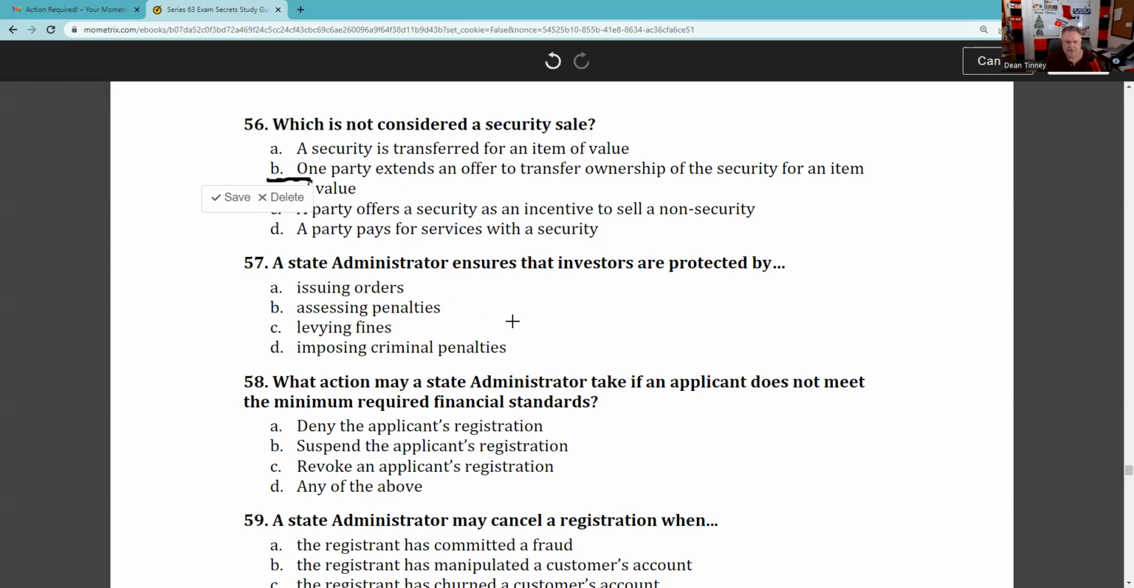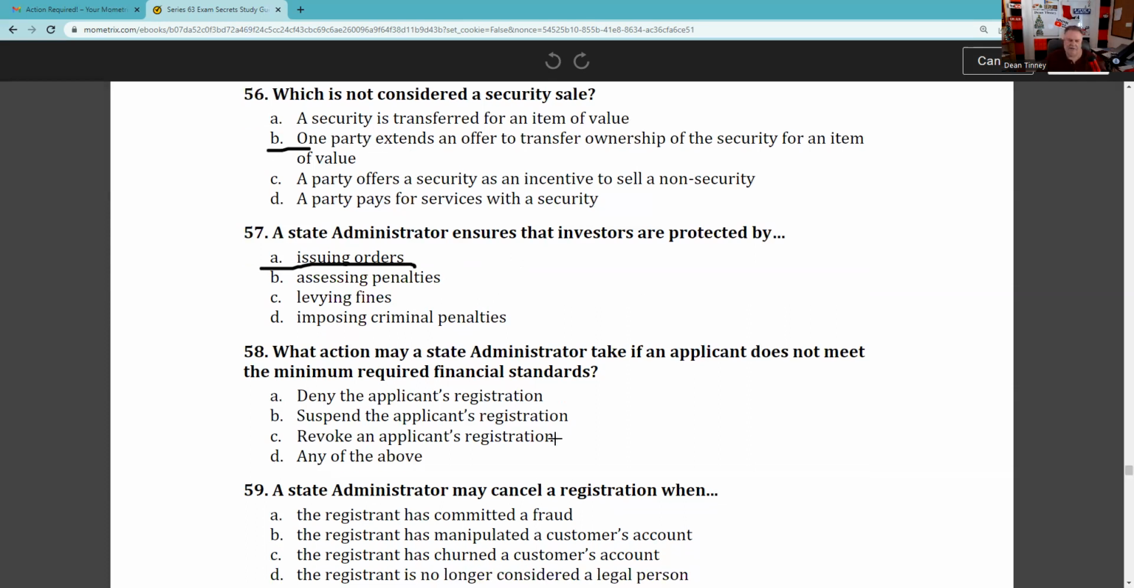A state administrator ensures that investors are protected by issuing orders. You know, I joke the SEC is God and state administrators think they are. So there's like 50 demigods running around and they issue orders. Do they protect by assessing penalties, levying fines? That doesn't really protect you. That's after the fact, right? B, C, and D are after something bad has happened. So given that answer set, A is the best answer.